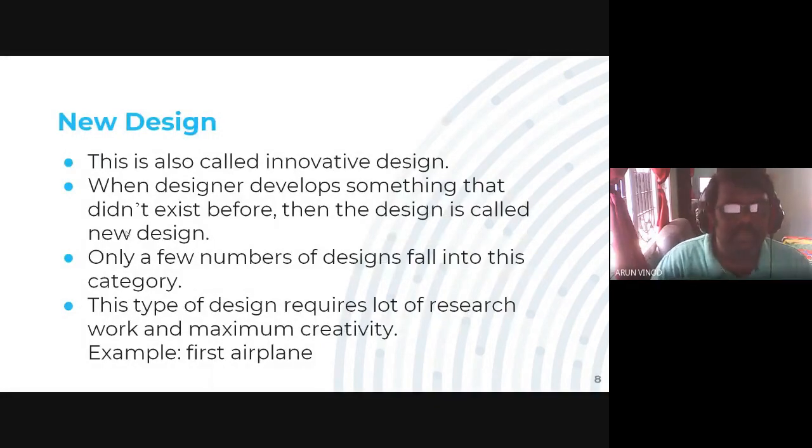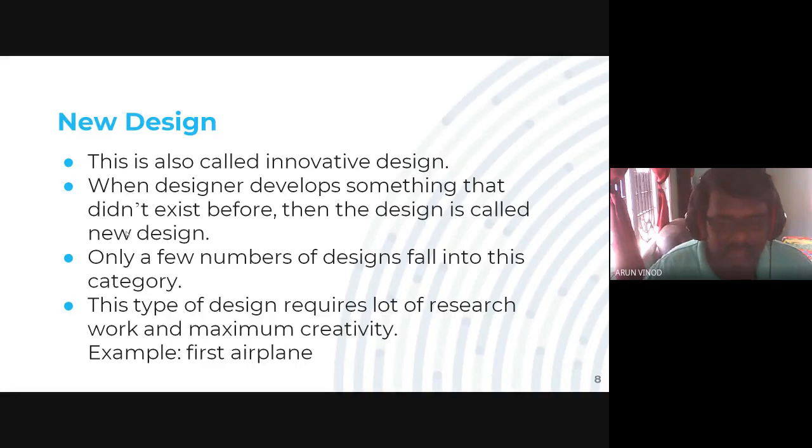The third one is new design. This is also called innovative design. When the designer develops something that didn't exist before, the design is called as new design. That is what I told just now. New design means the design does not exist. There is no existing design. You have to create the design, which is called as a new design. Only few members of the design fall into this category. This type of design requires a lot of research work and maximum creativity.